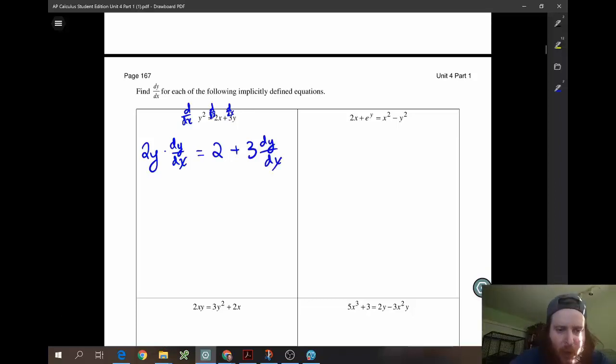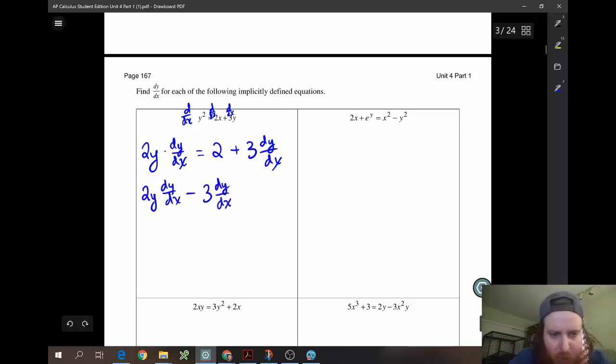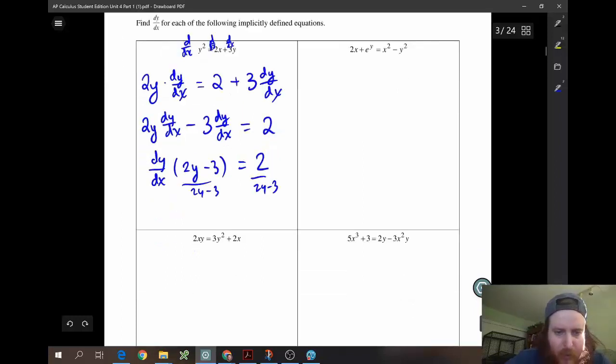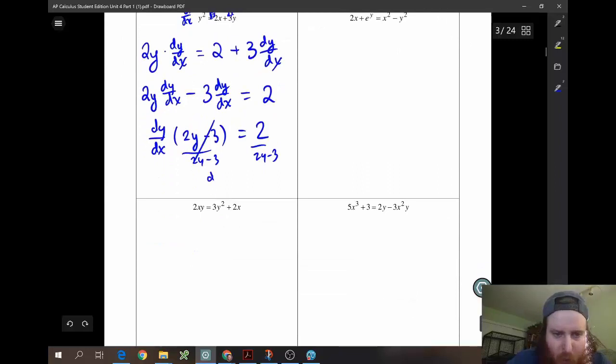So I want to move everything with dy/dx to one side and anything else to the other side. So 2y dy/dx minus 3 dy/dx equals 2. Now, we haven't done one like this where we just have dy/dx, but what we're going to do is move everything with dy/dx to one side, everything else to the other side. And the reason we do that is now we can factor out a dy/dx term. And we end up with (2y minus 3) dy/dx equals 2, and we can divide both sides by 2y minus 3. And so those cancel, and we get dy/dx is equal to 2 divided by 2y minus 3. You cannot cancel out those 2's because of the 3. There's not a 2 in every term.